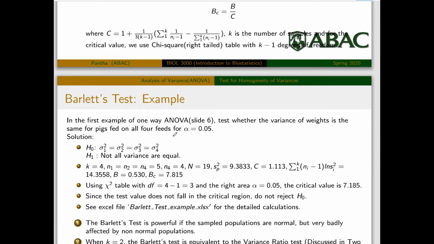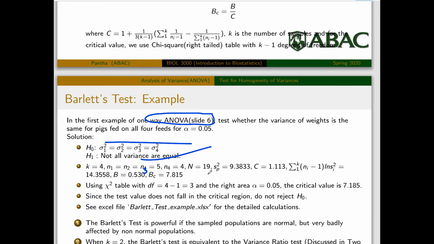Alright, so I want to take one example. This example is the same as the first example of the one-way ANOVA, from slide 6. Whether the variance of widths is the same for pigs fed on all four diets, with alpha equals 0.04. So the null hypothesis is that the variances are all equal, and the alternative is that not all variances are equal. Now k is 4, that's the number of groups, the number of diets.